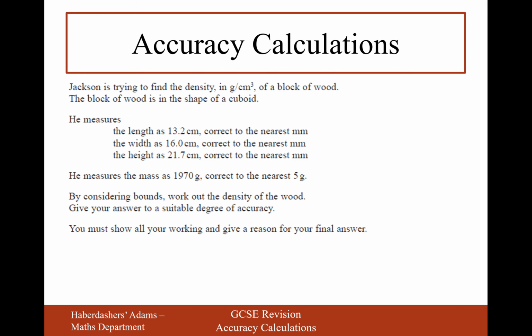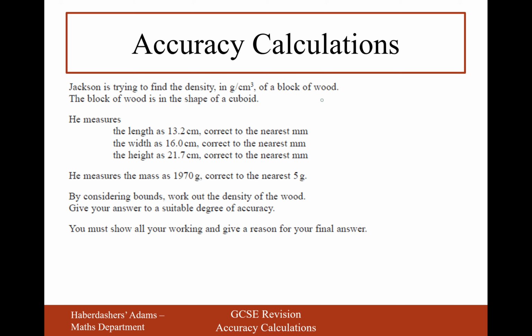Okay, so let's have a go at this question then. Jackson is trying to find the density in grams per centimetre cubed of a block of wood. The block of wood is in the shape of a cuboid. He measures the mass as 1,970 grams, correct to the nearest 5 grams. By considering bounds, work out the density of the wood. Give your answer to a suitable degree of accuracy.